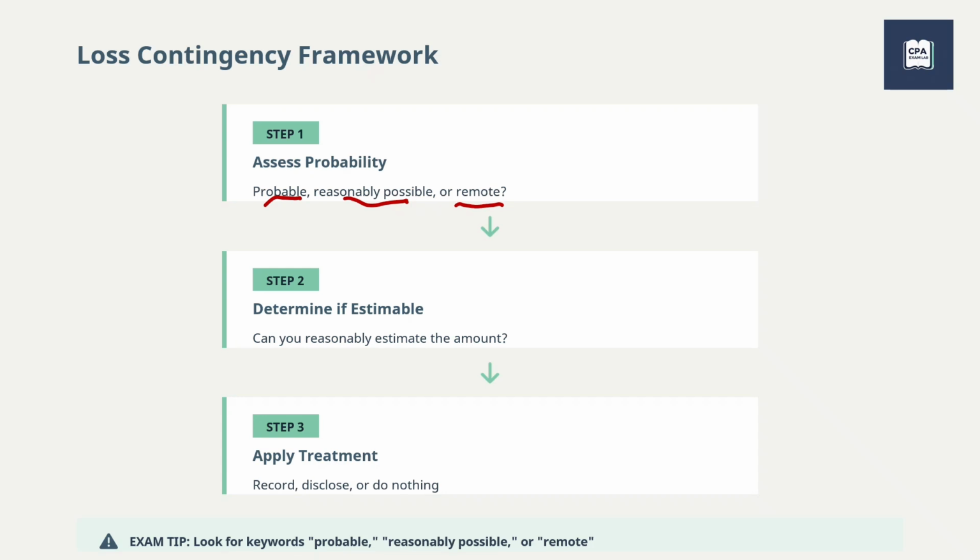Step 2, you determine if the amount is estimable. So can you reasonably estimate how much the loss is going to be? Sometimes the exam gives you a specific amount or a range. Step 3, apply the appropriate treatment based on your answers to steps 1 and 2. So based on the answers you see here, you decide whether you need to record it, disclose it, or do nothing. In the exam, look for the words probable, reasonably possible, and remote.